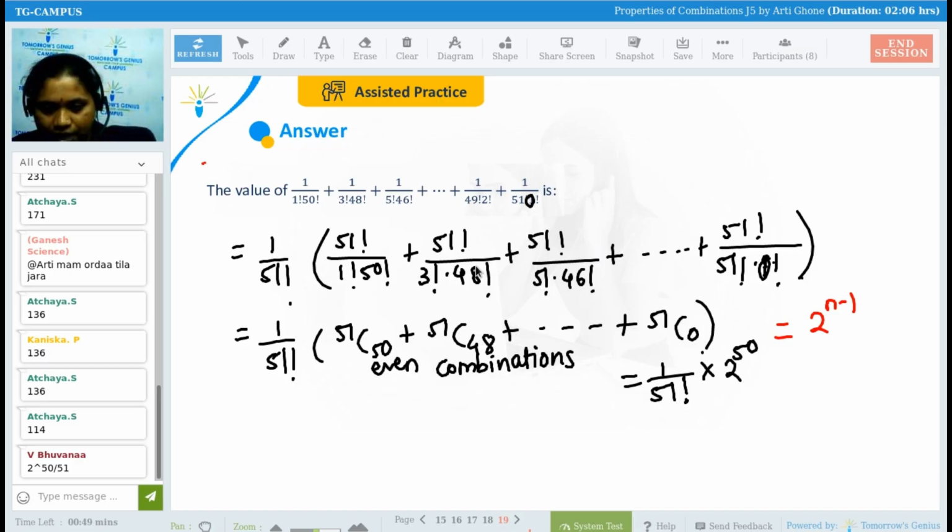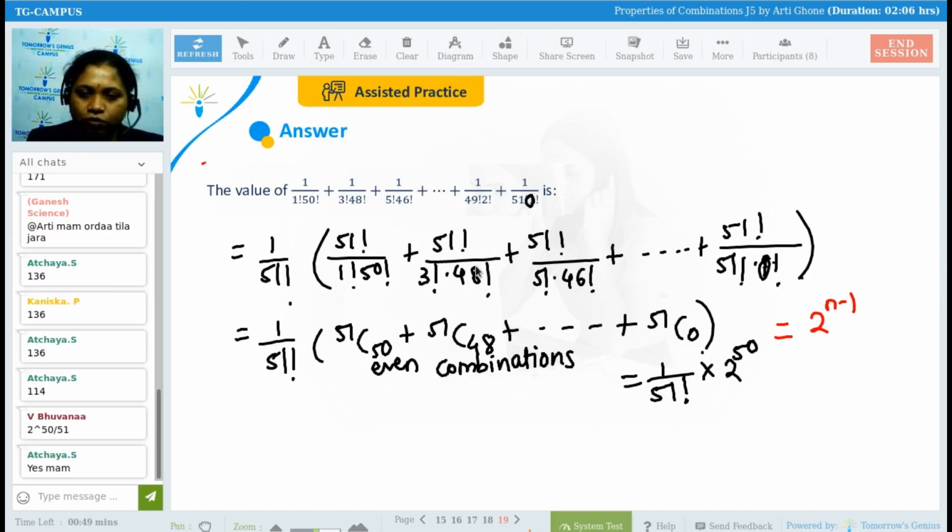Wherever the property is applicable, you must apply your logic behind that. Okay. Then and then only you are able to solve. Clear? Should I proceed? Yes or no?